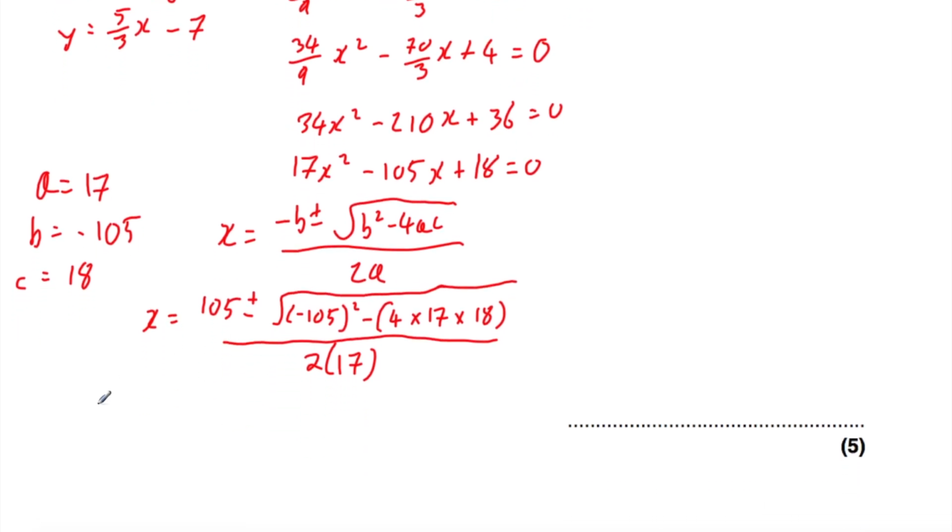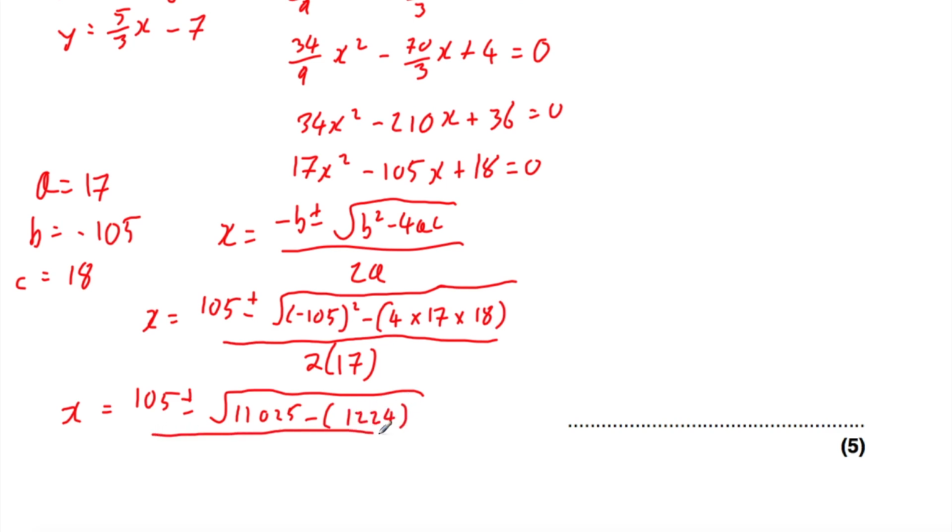Let's do a little bit of simplifying here. So we're going to have x equals 105 plus or minus the square root of, and then minus 105 squared, I'll type that into my calculator, minus 105 close bracket squared is equal to 11,025. Remember, a negative times a negative is a positive. Subtract, and then I'll work out what's in the brackets here. So 4 times 17 times 18 is equal to 1,224. And then that's all divided by 2 times 17, which is 34.